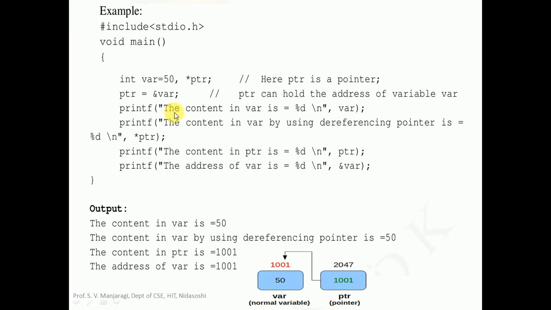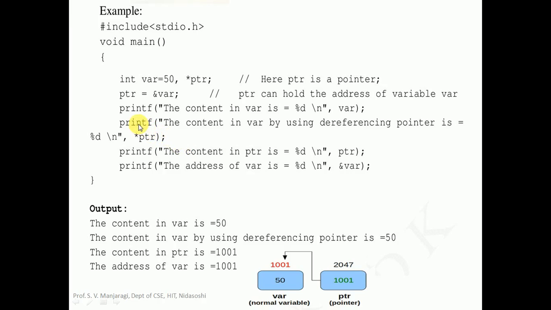Here, the content in var: we have taken a placeholder with the type specifier %d, because we want to print an integer value here, comma, and we have taken the variable var. The value of the variable var will be substituted here, and it prints the output "The content in var is 50". Because the value of var is 50, it is substituted over here and the statement becomes "the content in var is 50". So this is the output we got here. Now let us move on to the next statement.